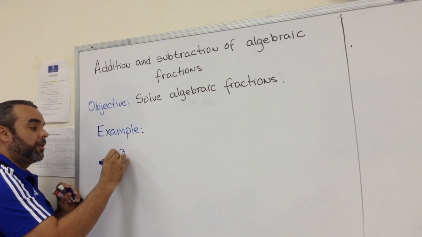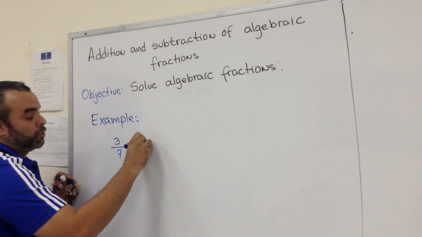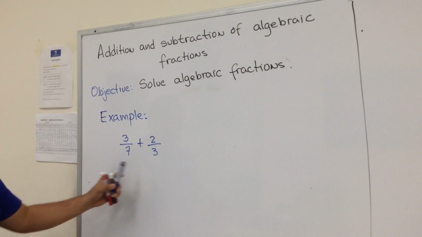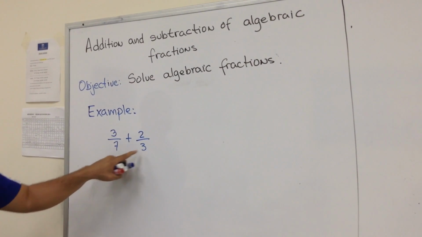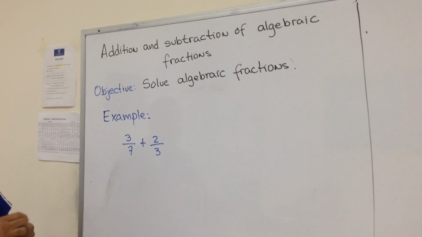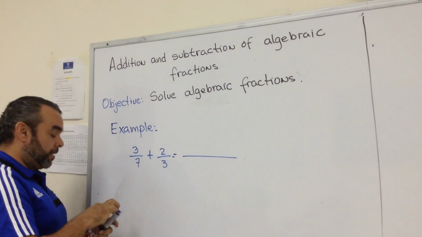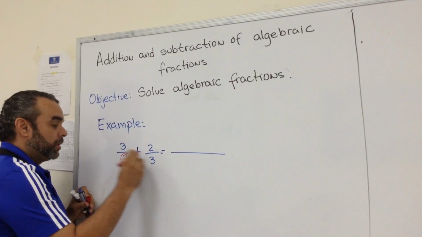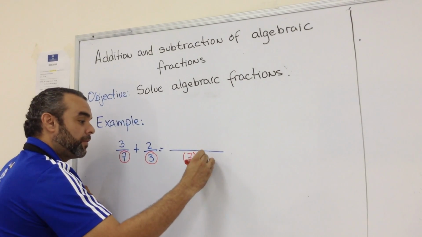If I have 3/7 plus 2/3, when we solve this type of fractions, we usually look for the least common multiple of 7 and 3. Since 7 and 3 are prime numbers, we multiply them. So that's what we're going to do now. We're going to multiply our two denominators, that are 7 times 3.